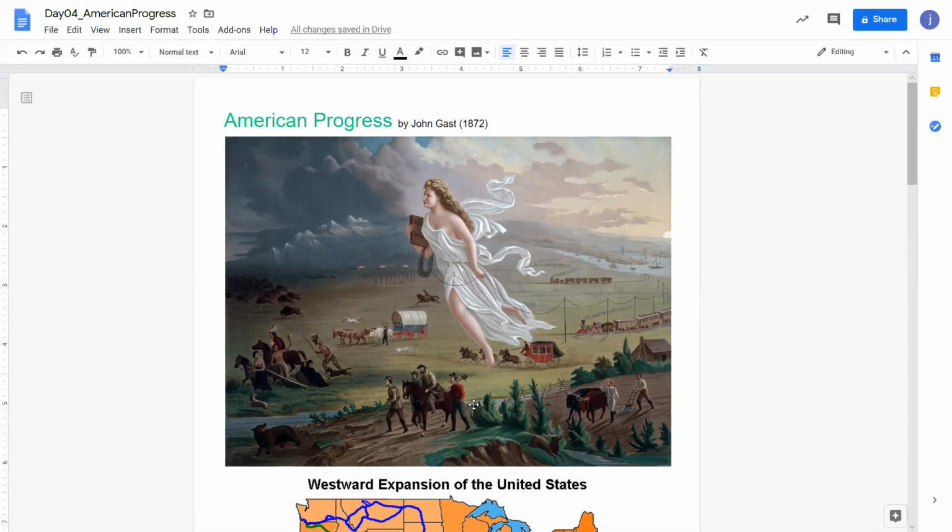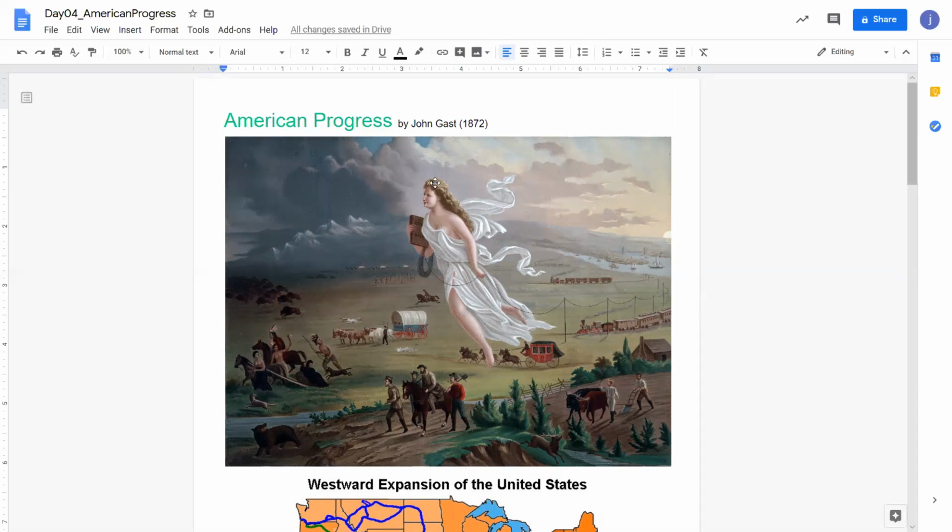What's going on in the front with these people? What's going on with these people on horseback? What are these animals in the background? And anytime you take a look at a visual source or painting, pay attention to all the details because the artist put everything there intentionally. Pay attention to what they're wearing.